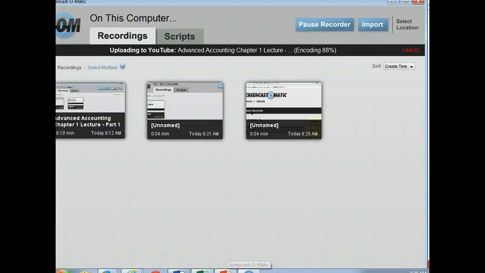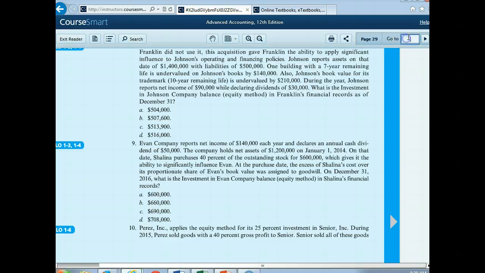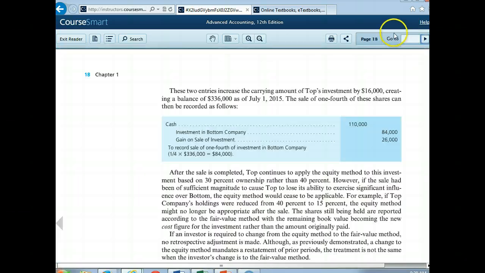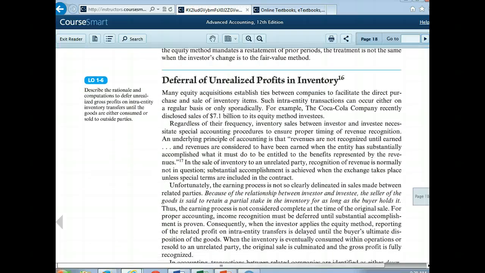So I'm going to go back to the textbook and we're going to go to page 18 before we handle this next one. Now, there are often times when one company purchases another, business transactions that take place between the two. So let's read this. Sometimes it's the best way to make sense of it.